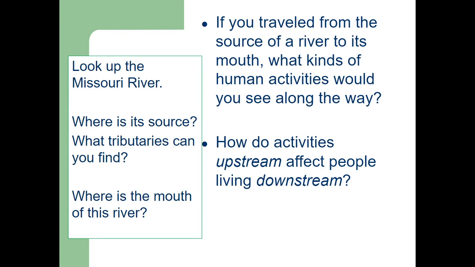So, if you travel from the source of a river to its mouth, what kinds of human activities would you see along the way? Probably a lot of bridges. You might find a few hydro dams. You might find a few dams in general, like for holding back city reservoirs and stuff like that. So water supplies. How do the activities upstream affect the people living downstream? Again, if you create dams or levees, that water can move faster, and if they don't have the dams or levees, it can cause massive flooding downstream, which can be bad.